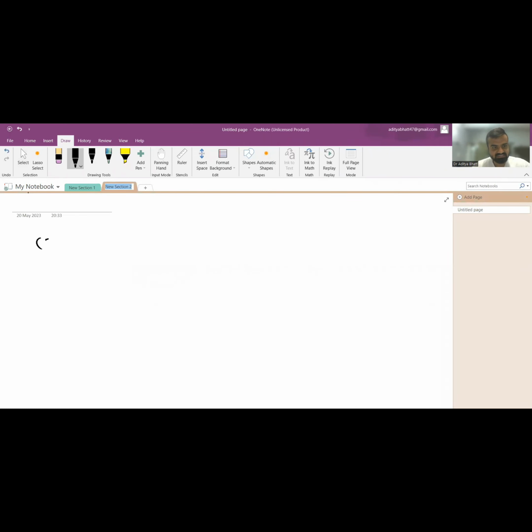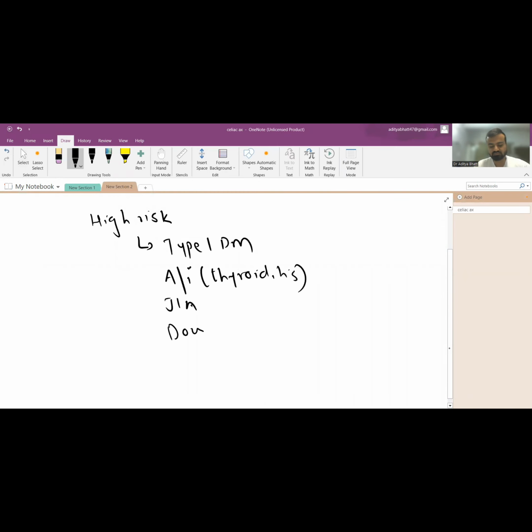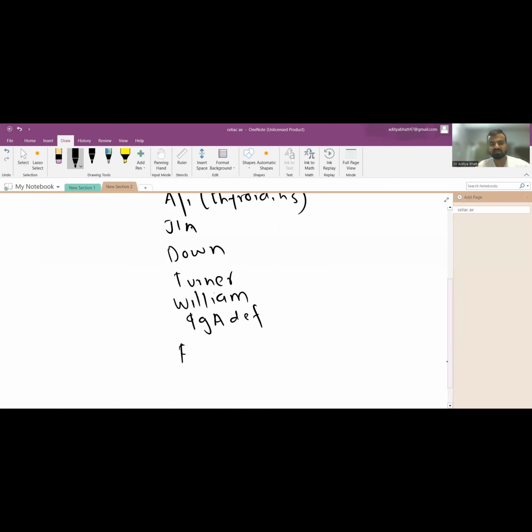So celiac disease is an autoimmune disease. And what are the high-risk populations where you need to go for diagnosis? High-risk populations are type 1 diabetes mellitus, autoimmune diseases including thyroiditis and hepatitis, JIA, juvenile idiopathic arthritis, Down syndrome, Turner syndrome, Williams syndrome, and IgA deficiency. Also, one more important high-risk factor is family of a patient with celiac disease.